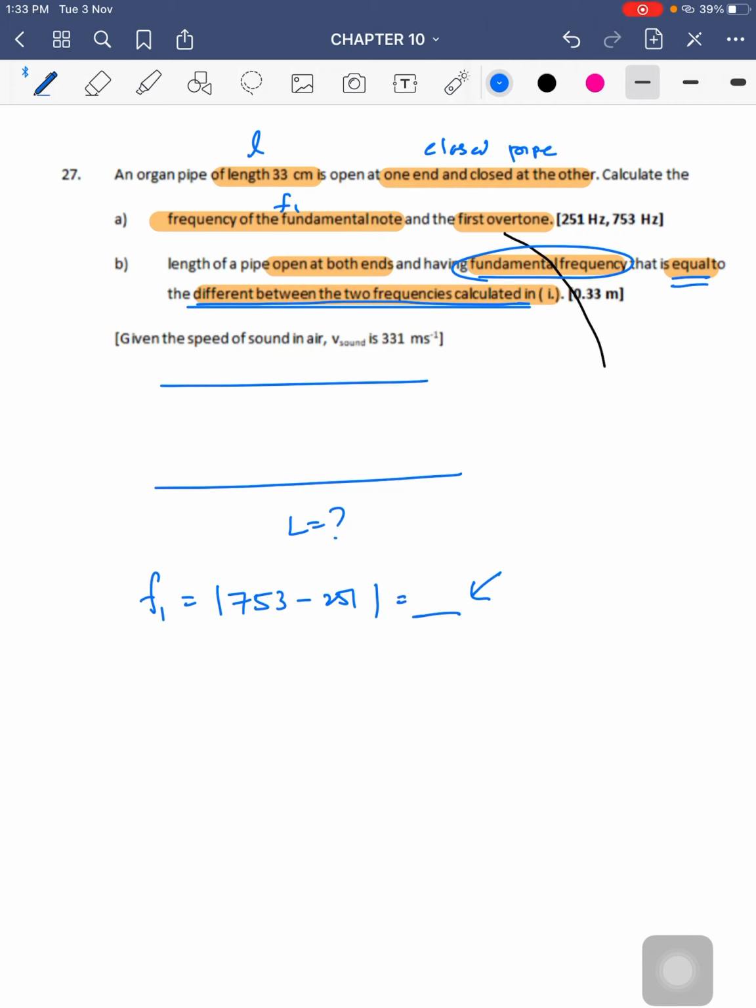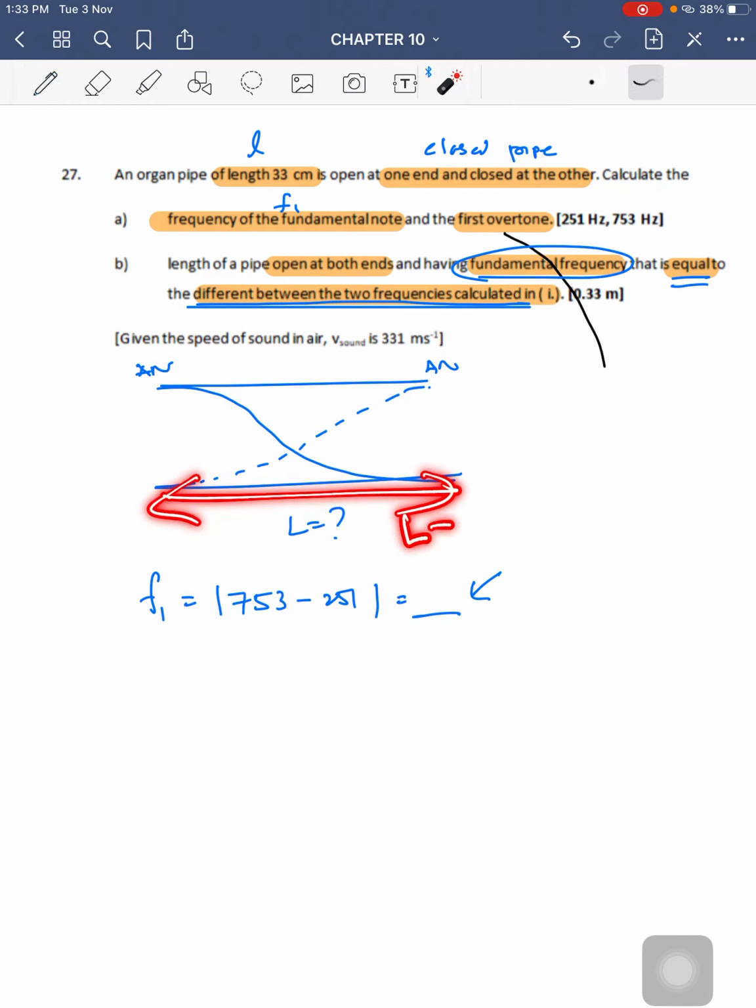Okay, kalau untuk open pipe, fundamental frequency maksudnya the basic wave lah untuk open pipe. Okay, since open pipe, so sini mesti anti-node, sini pun mesti anti-node. So the pattern will look like this. Okay, so panjang ini, this L is equal to, ada berapa quadrant? 1 quadrant, 2 quadrant. So lambda over 2. Okay, L equals to lambda over 2.